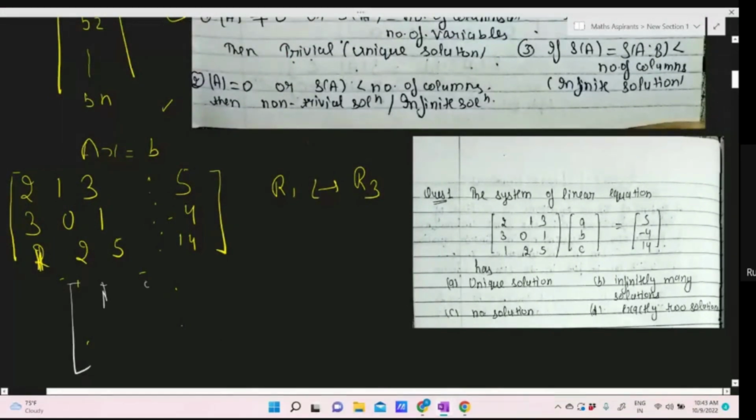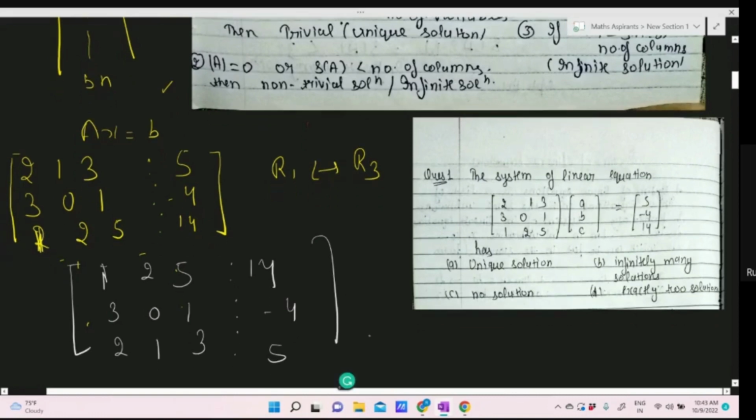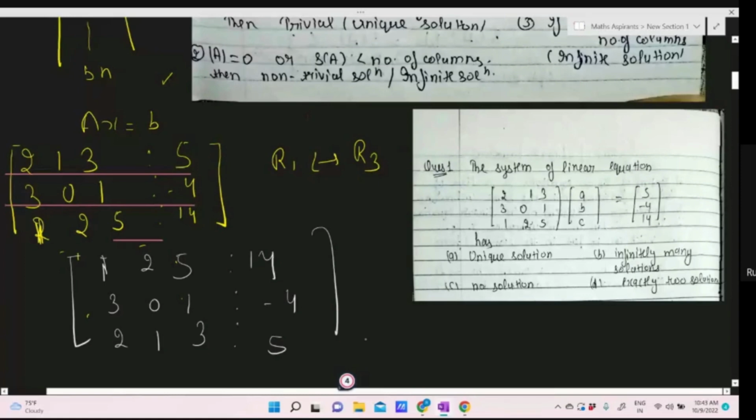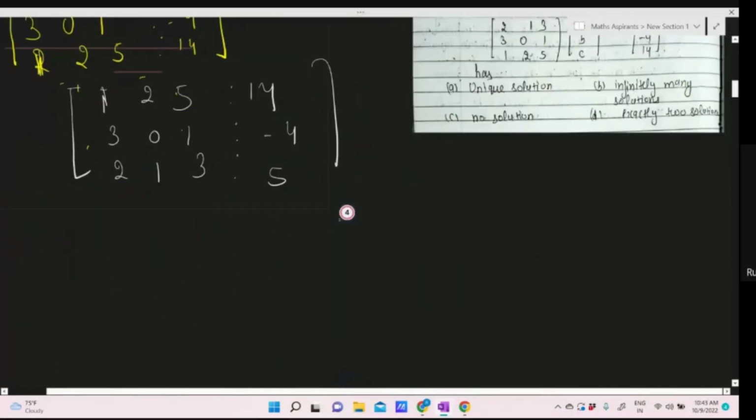It's 1, 2, 5 and 3, 0, 1 and 2, 1, 3. Now, firstly, we will apply R2 to R2 minus 3R1 and then R3 to R3 minus 2R1.